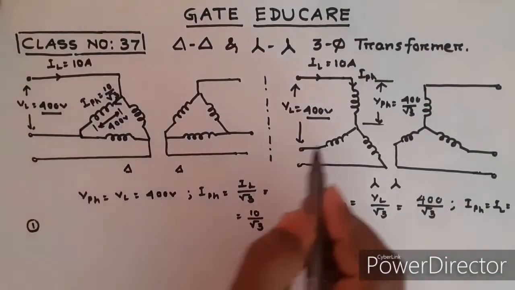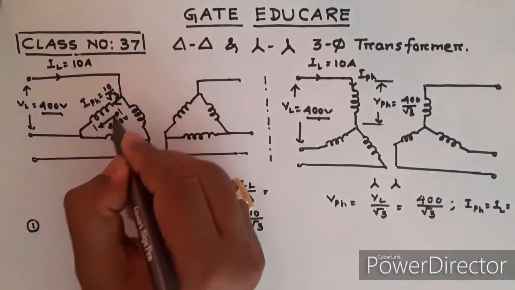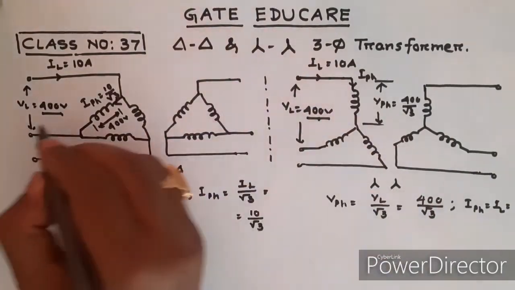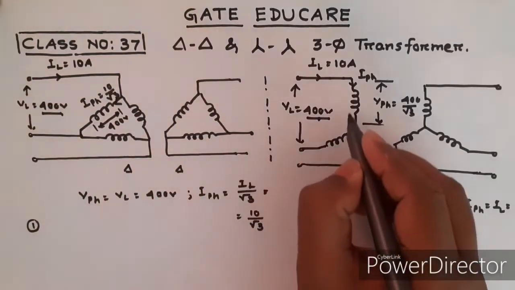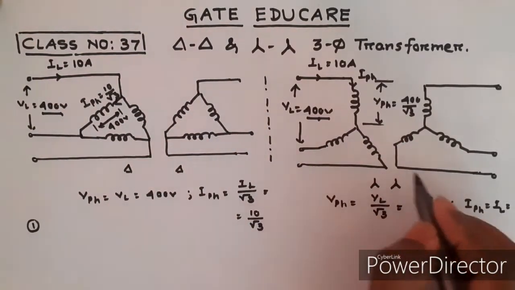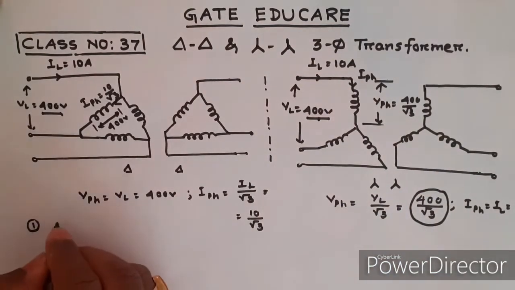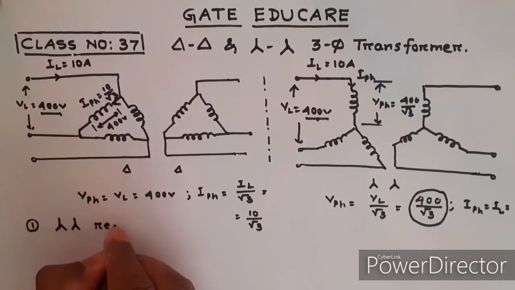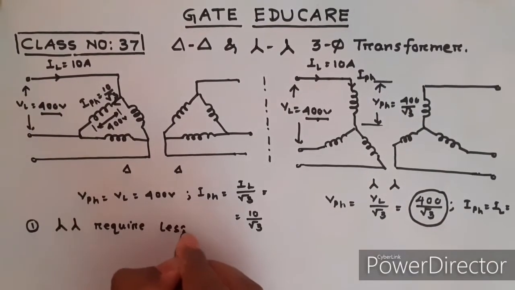Number one, for the same voltage rating, that is 400 volt, here the phase voltage is 400, but there the phase voltage is 400 divided by root 3. Therefore, for the same line voltage or voltage rating, compared to delta-delta, star-star connection requires less number of turns since the phase voltage is less.